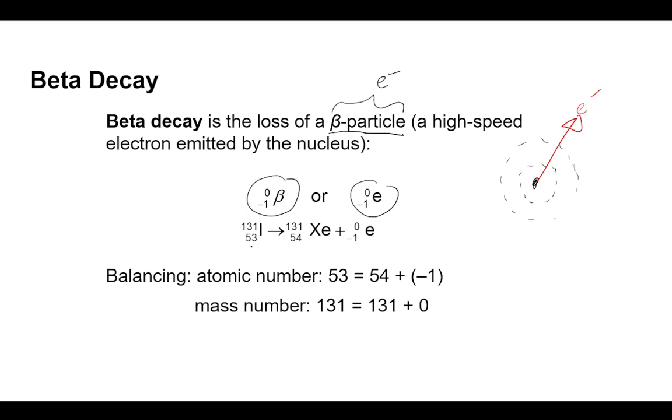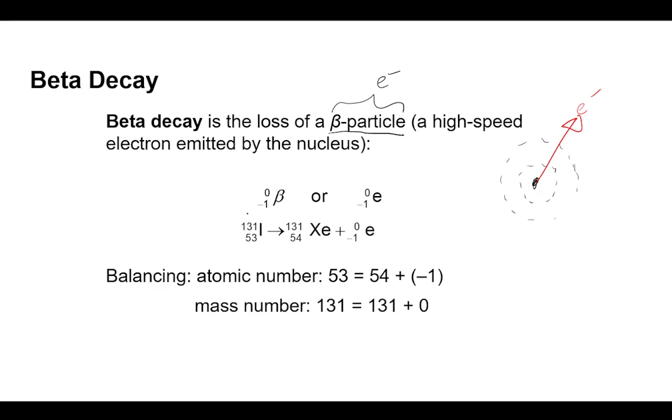If it's turning something neutral into something positive, then it's going to have to be emitting something negative, and that is the electron here. So sometimes you'll see this written in the nuclear equation as an electron on the right side like this, or as I said before, a beta particle, but these mean the same thing. And you're always going to see it on the right side of the equation here if it's beta decay.